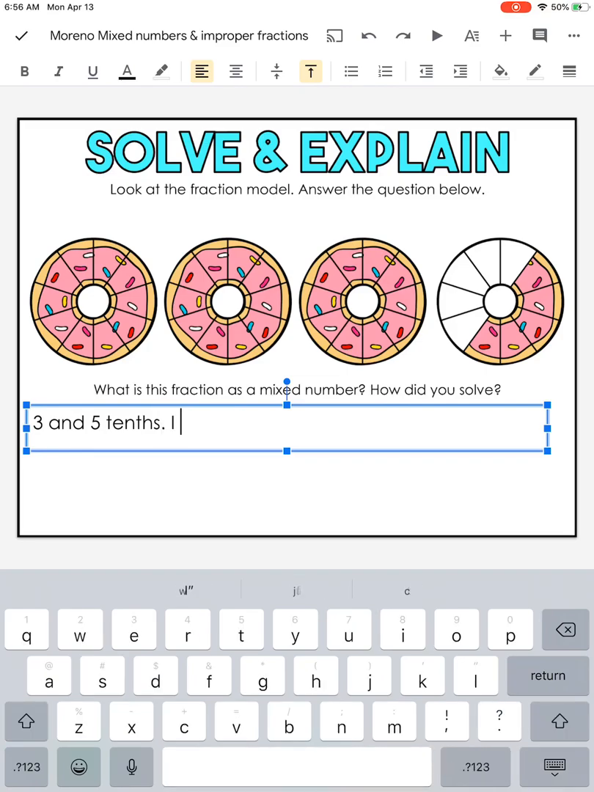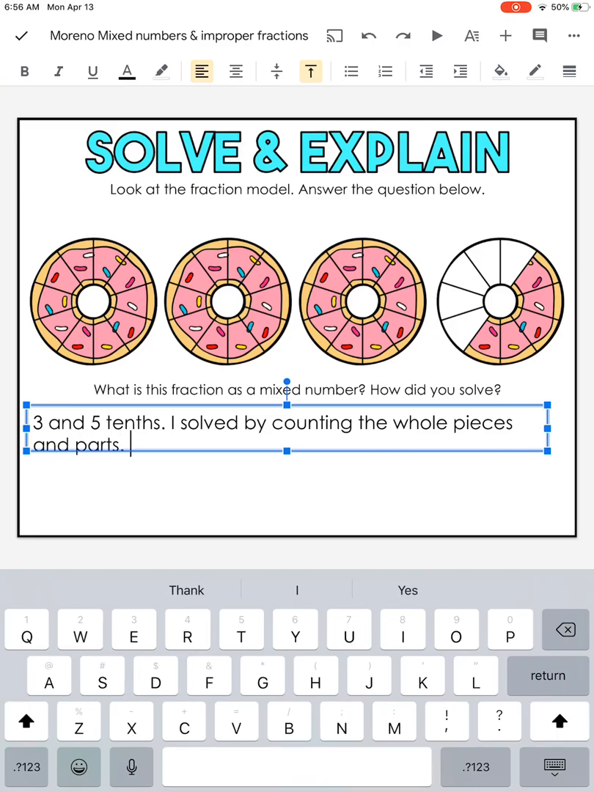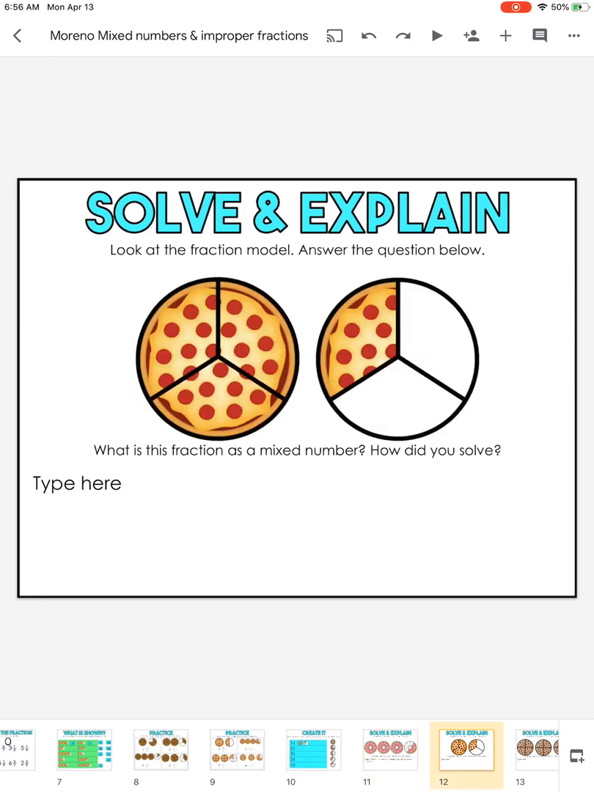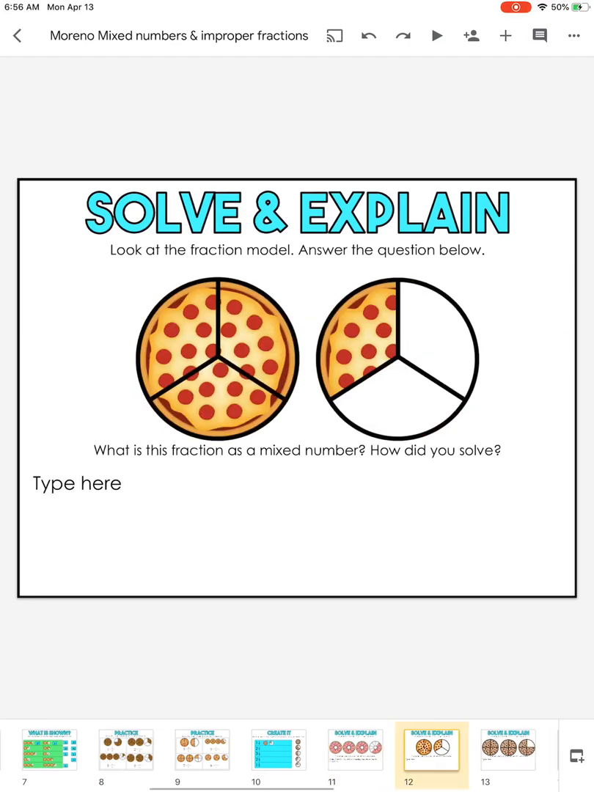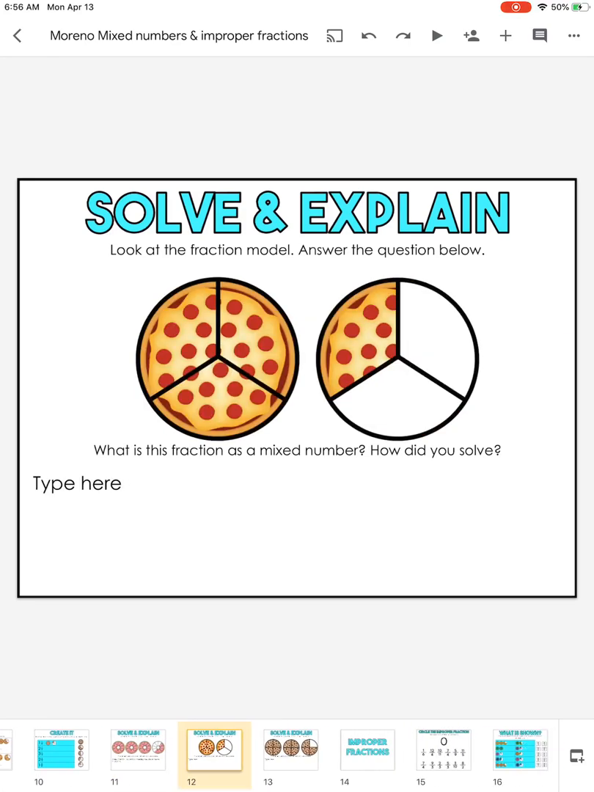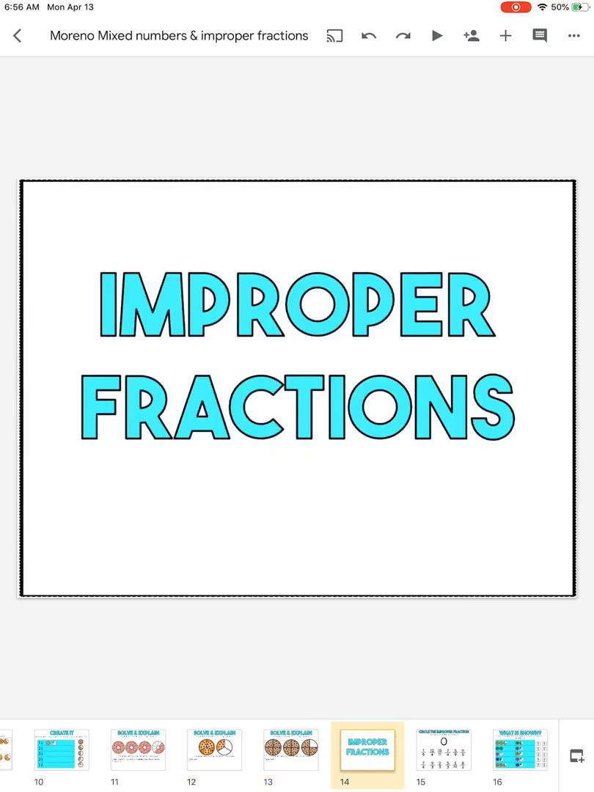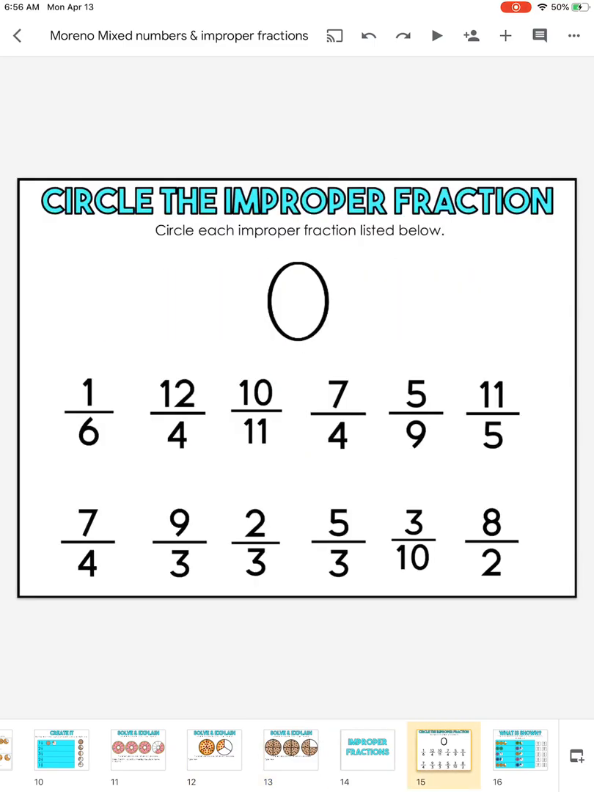I solved by counting the whole pieces and parts. So we'll do the same thing for slide 12 and 13. Now let's look at improper fractions. Some of the activities are repeating themselves.